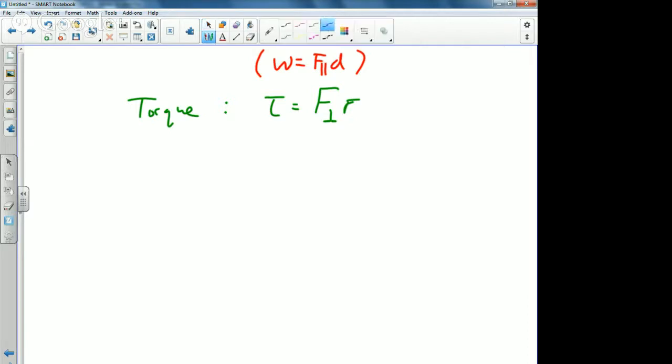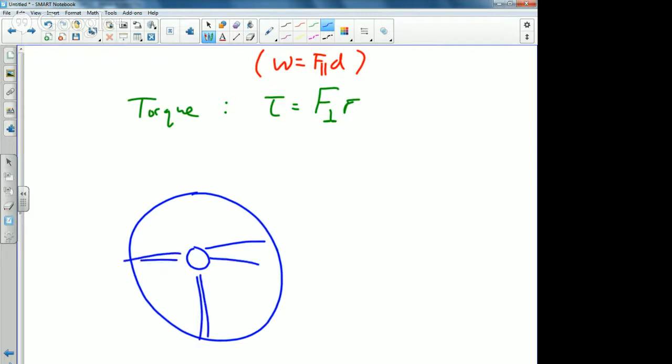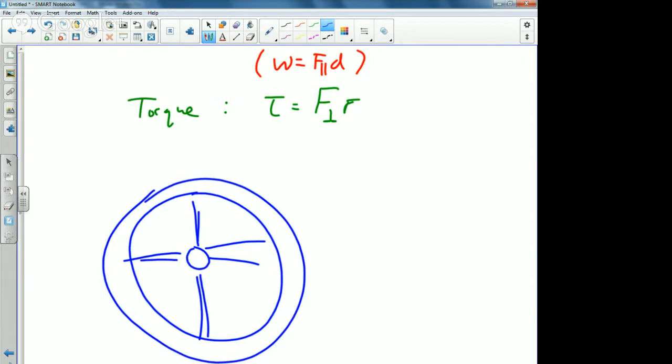So let's actually do one quick practice question with a steering wheel. Your two hands, for some reason, decide to work. Now, by the way, sorry, before I forget, torque is also a vector. But we don't talk about left and right, up and down with torque. We talk about clockwise or counterclockwise.